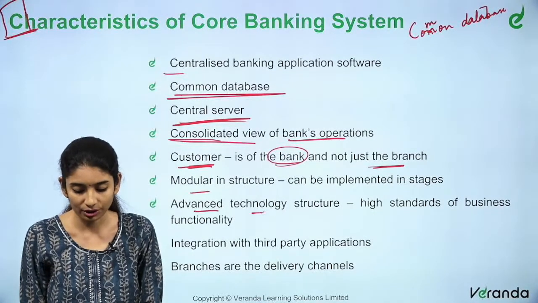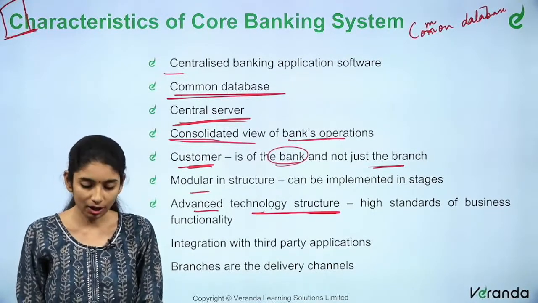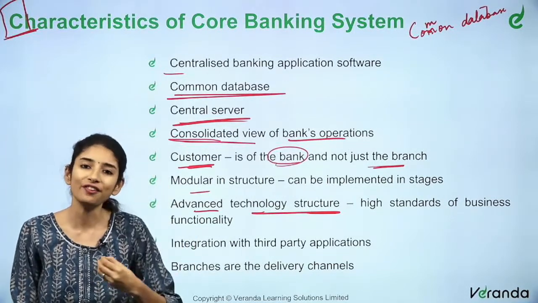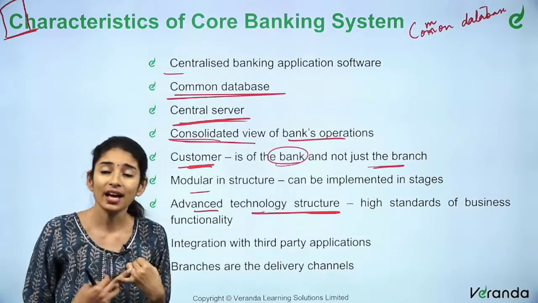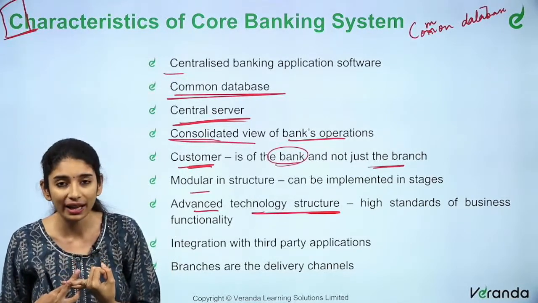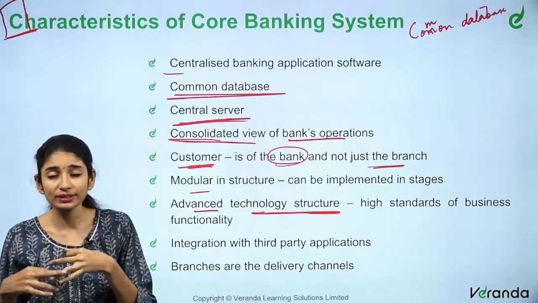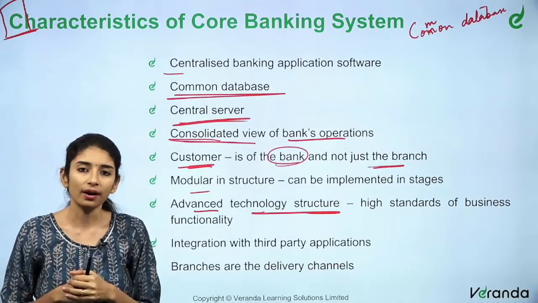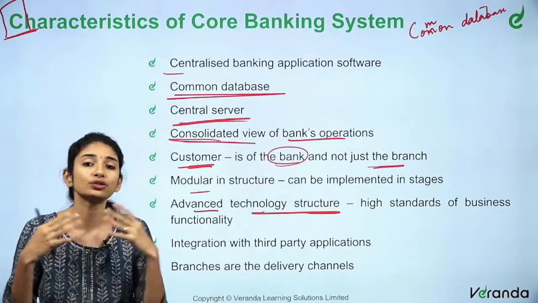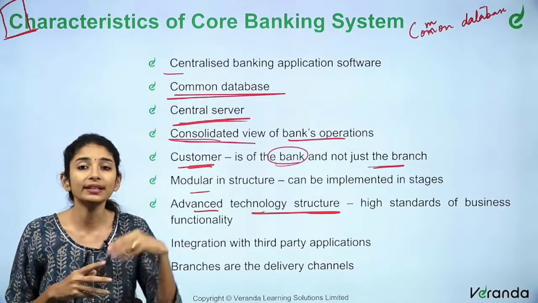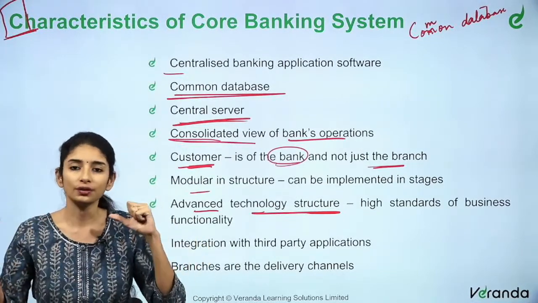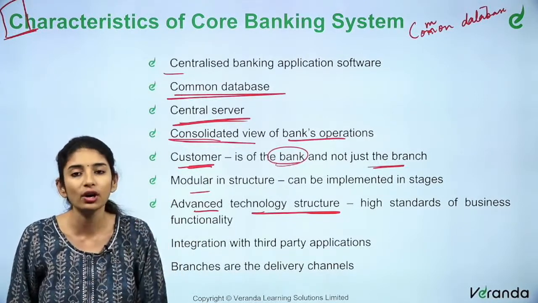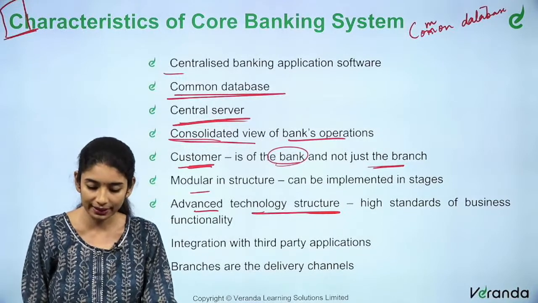Advanced technology structure. It is a highly complicated technology structure in a CBS because, as you can understand, it has to take care of so many functions. It has to take care of ATM, mobile and internet banking, phone calls, direct banking, over-the-branch banking, so many channels, so many branches, so many types of accounts.